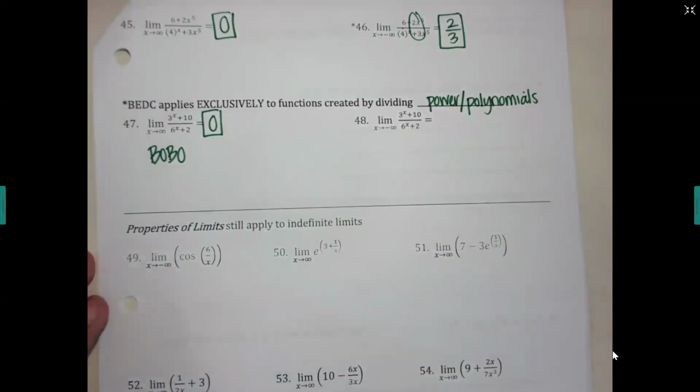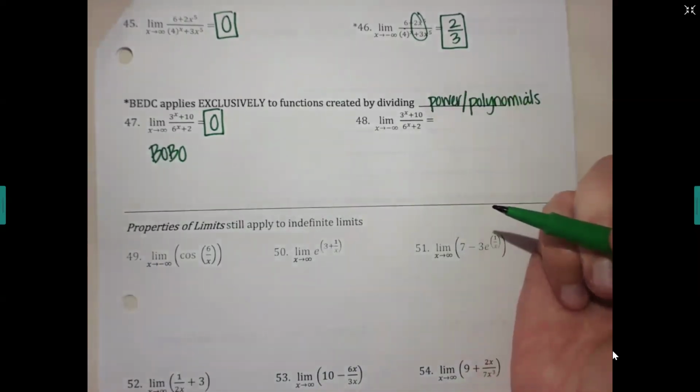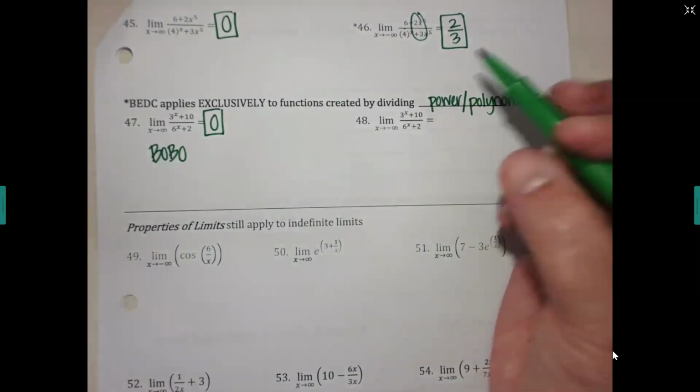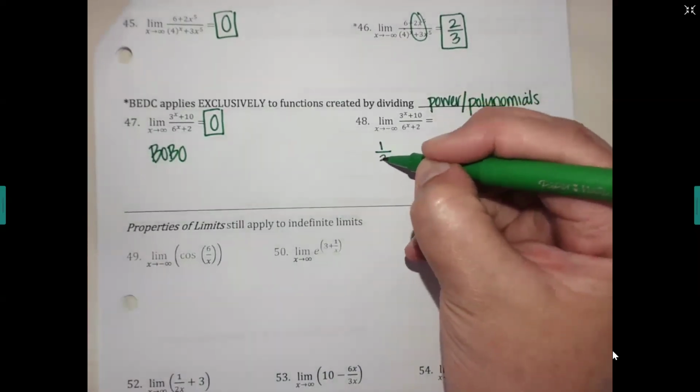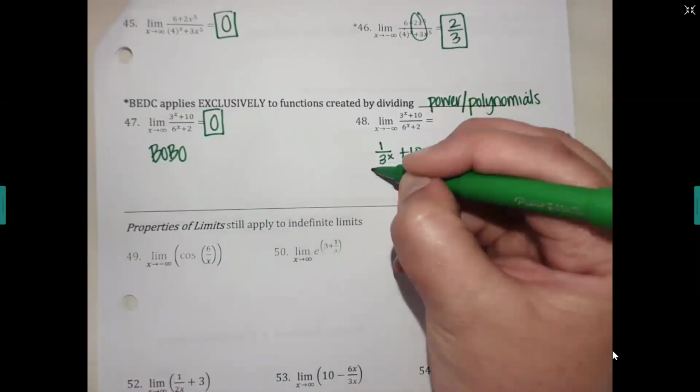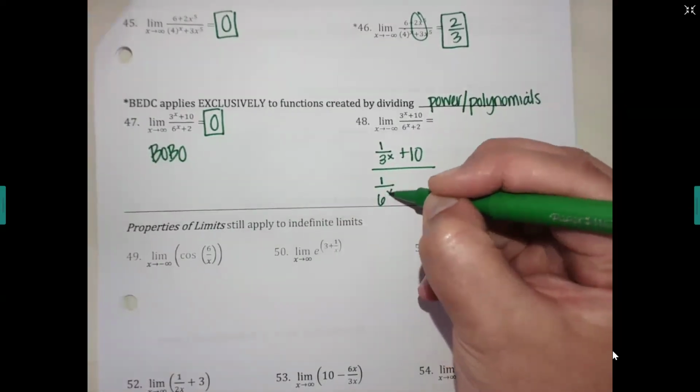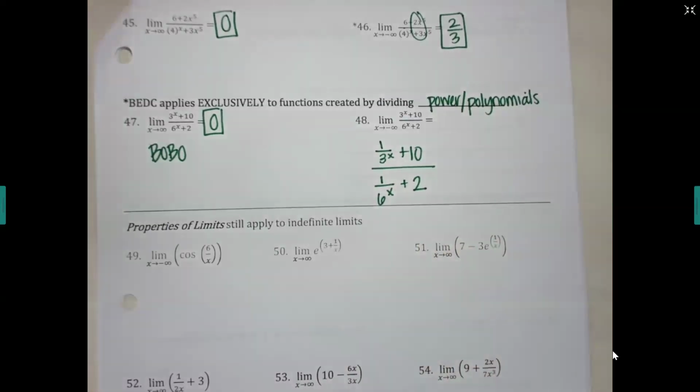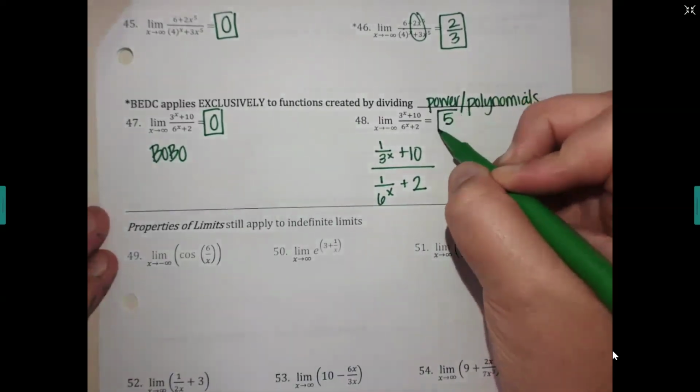Okay, now think about 48 for a second. We're going to minus infinity. How many exponentials are in our equation? There's 2. They're going to both fraction because we're going to minus infinity. So it's 1 over 3 to the x plus 10, over 1 over 6 to the x plus 2. Okay, now remember, now that these are fractioned, I can't pick those anymore. Then what's the only thing left? 10 divided by 2 is 5. Okay?